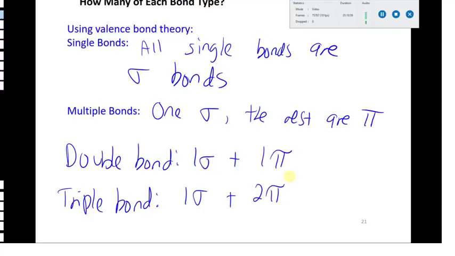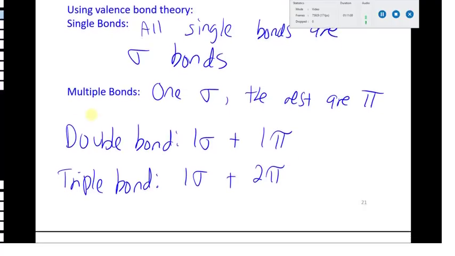Now, every bond will involve a sigma bond, but if you want to know how many pi bonds there are especially, you need to know: is it a double bond, is it a triple bond, and so on. All right, so that's how we make predictions about it.